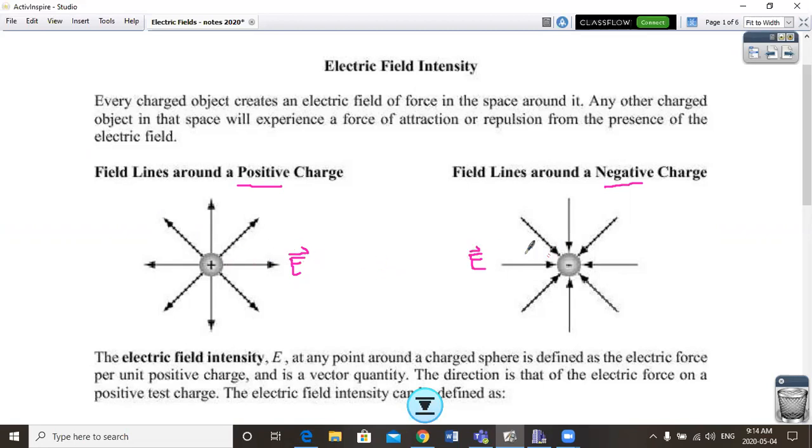Remember, it is defined as the direction at which a small point charge, Q0, would experience an electric force. In this case, if Q0 is defined as a very negligible positive charge, the vector would be pointing away like that. Likewise, if we did a test charge over here, it would be pointing towards the negative charge. So recall that electric fields are directed away from positive charges and towards negative charges.